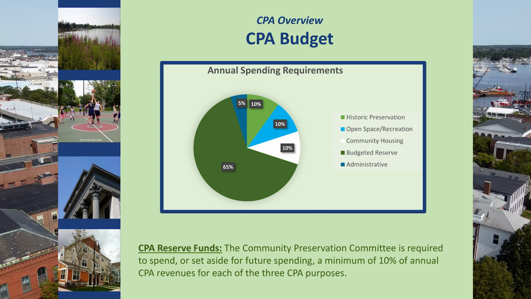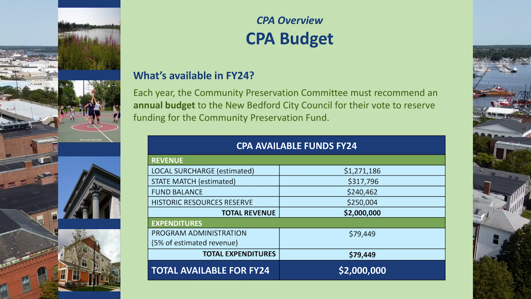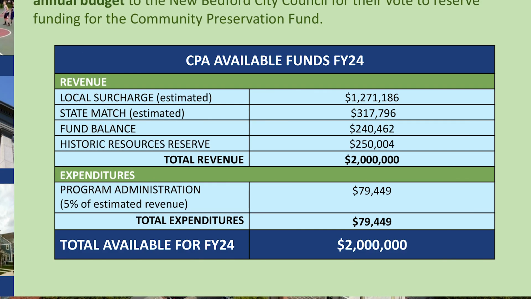So the budgeted reserve gives the CPC the flexibility to allocate maybe a little bit more in one category versus the other, depending on the applications that are received. This year we have about $2 million in funding, and that is made up of the surcharge, the estimated match, fund balance, which is money that was not spent in a previous year. It was potentially where we estimated a lower number in the match and we received more, so that can get spent in the next fiscal year.